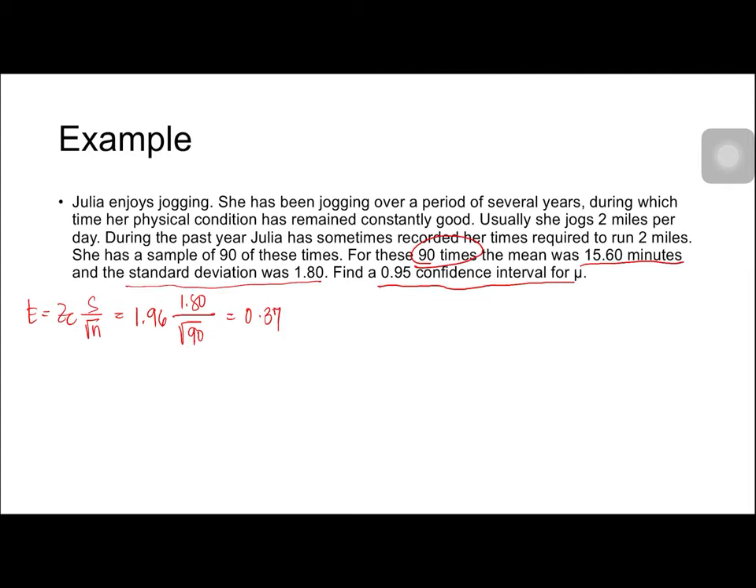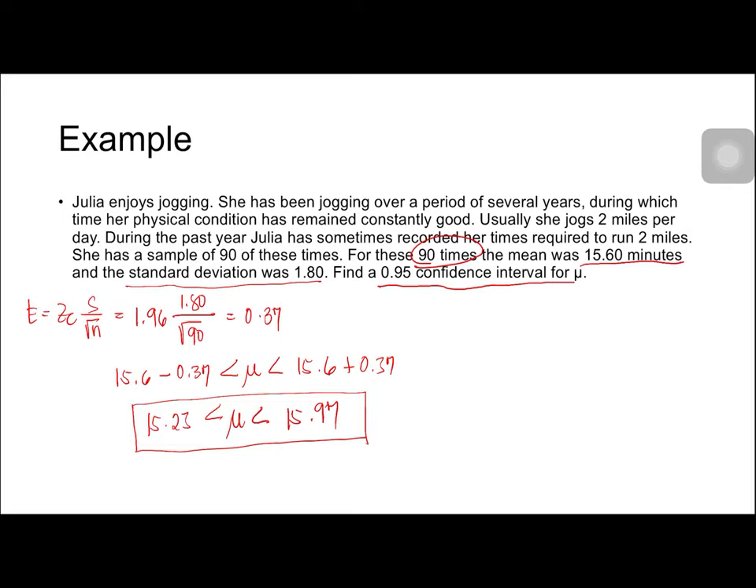Okay. So for our mean, for our confidence interval, we have 15.6 minus our E of 0.37 is less than mu is less than 15.6 plus 0.37. So we have there 15.23 is less than mu is less than 15.97. So this is our 0.95 or 95% confidence interval for the mean.